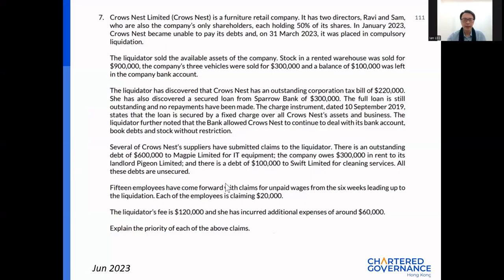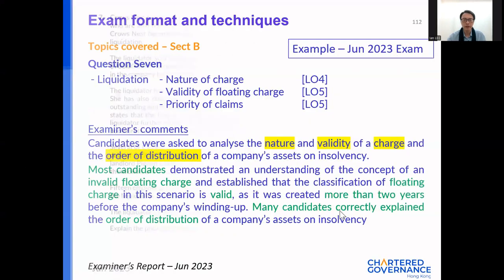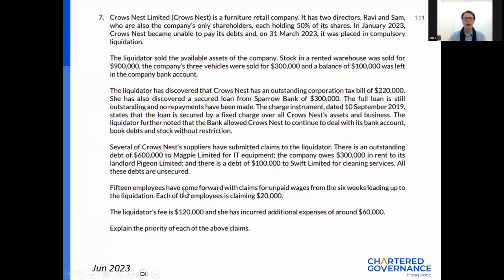Okay, so we have the next question, question number 7. So here we have Crow's Nest Limited, a furniture retail company, which has 2 directors, Ravi and Sam, who are also the only shareholders of the company, each of them holding 50%. So the company is unable to pay its debts, and on 31st of March is placed in compulsory liquidation. The available assets are stock in warehouse 900,000, 3 vehicles 300,000, and the balance of 100,000 left in the bank account. So it's approximately 1.3 million.